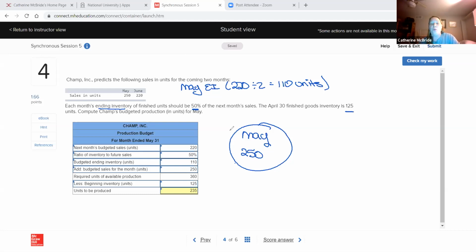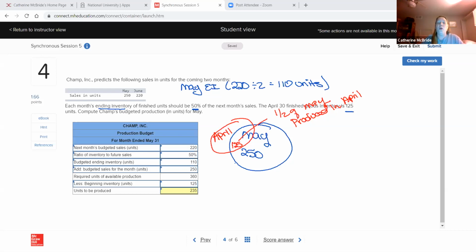So in April, we have half of this 250 already produced. We have 125 units left over. This 125 units is 1/2 of May, and we produced it in April so that we'd have it to sell on the 1st of May. So we have 125 units left over from April.